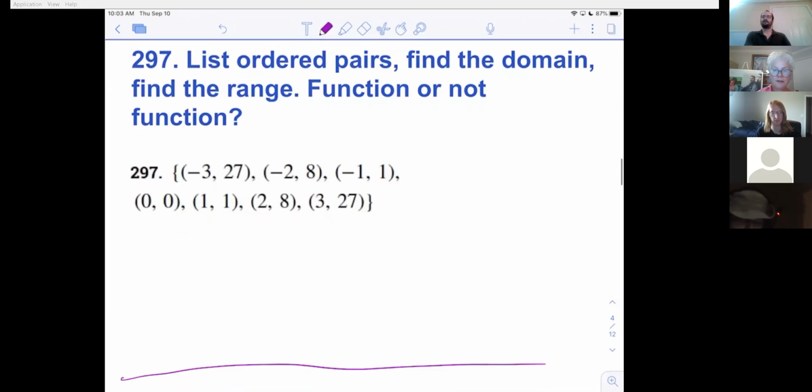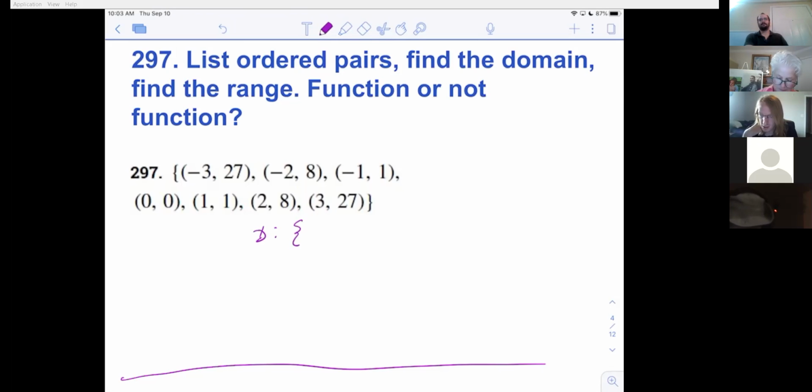Okay, well, one of y'all that I've already done it, would you do it again? Yeah. Okay. So all they want here is the domain, the range, and is it a function or not a function? Okay, so tell me what the domain is.